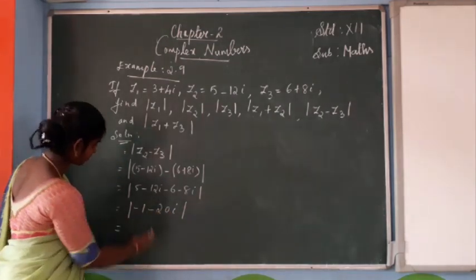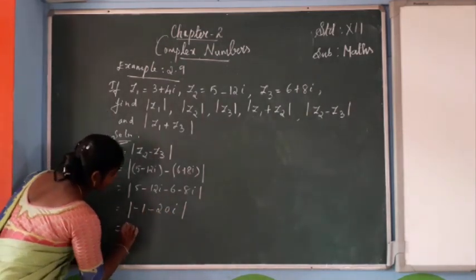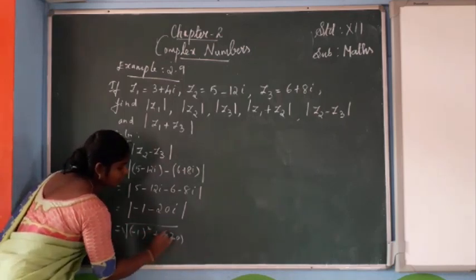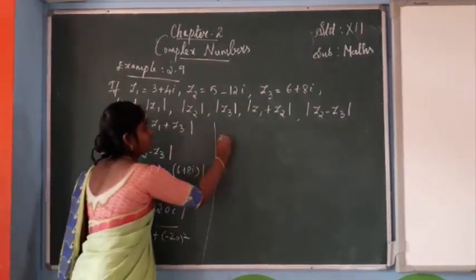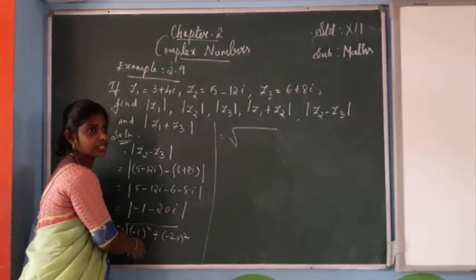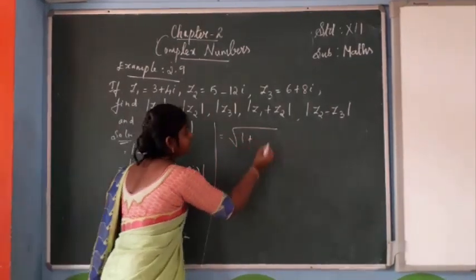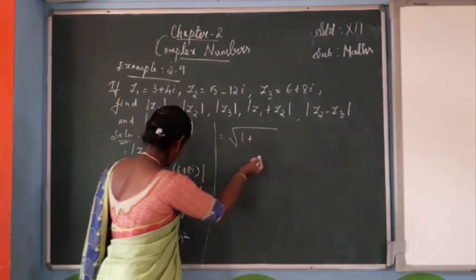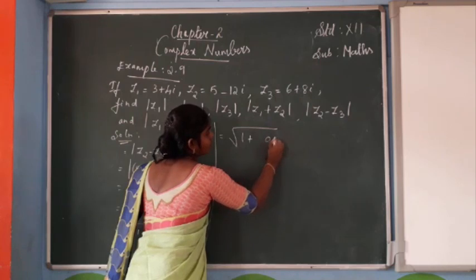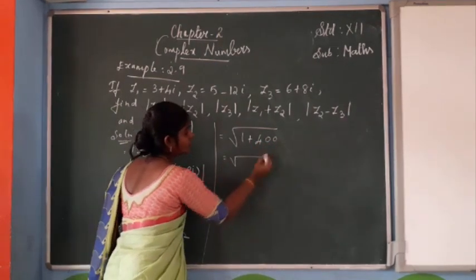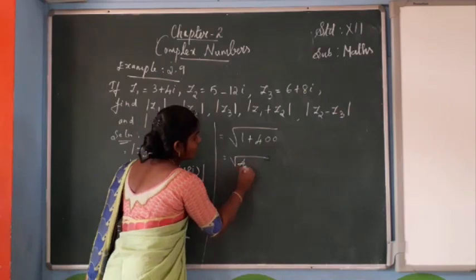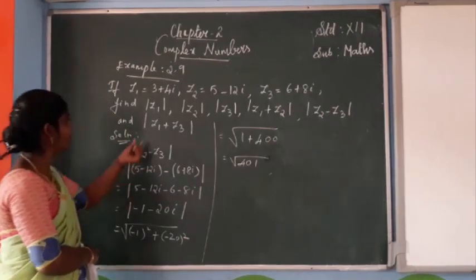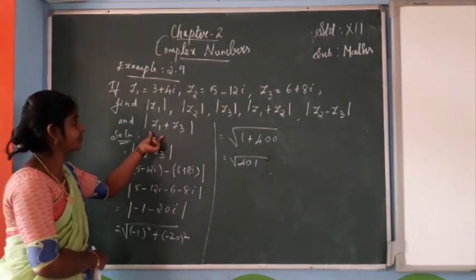That's equal to, we can use the formula, root of minus 1 the whole square plus minus 20 the whole square. Minus 1 the whole square value is 1, plus minus 20 the whole square. Minus with minus is plus, 20 square value is 400. That's equal to root of 1 plus 400. The value is 401.